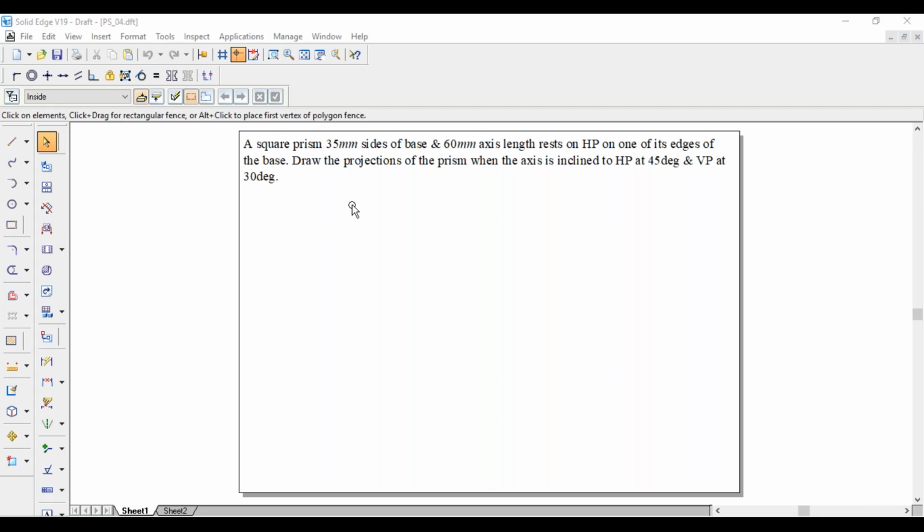It is a square prism problem of 35 mm sides of base and 60 mm axis length, and it is resting on HP with one of its base edges. Axis is inclined to HP at 45 degree, that is theta is equal to 45 degree, whereas to VP at 30 degree, that is phi is equal to 30 degree. As the axis is inclined, it is a locus problem.